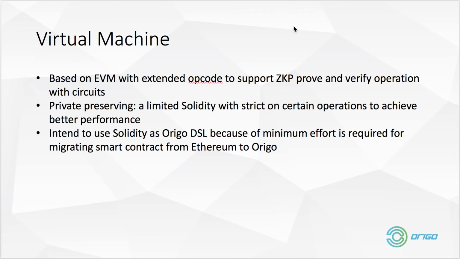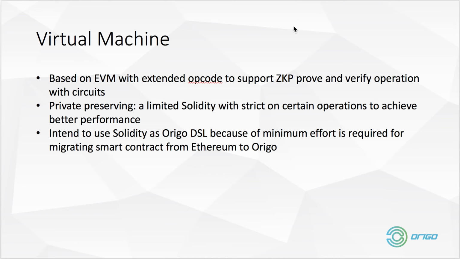Also, for public contracts, it's the same as normal EVM, normal Ethereum. It doesn't need to have any limit. So this limit will only happen on privacy preserving. The reason for the limit is to achieve better performance. That's the only reason we do that.